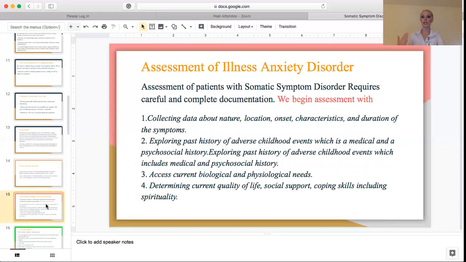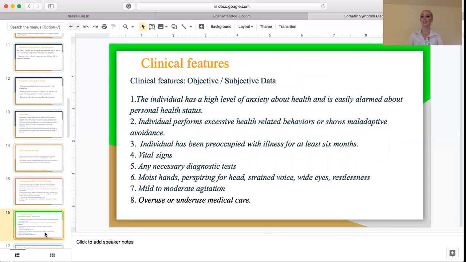Collecting data again about nature, location, onset, characteristic, duration, assessing their current biological and physiological needs, determining their quality of life, social support. These are all important assessments that need to be done by the nurse. Individuals' clinical features, subjective and objective data that we might notice and the patient says. The individual has a high level of anxiety about health and is easily alarmed about personal health status. Individuals perform excessive health-related behavior and show maladaptive avoidance. They have been preoccupied with illness for at least 6 months.